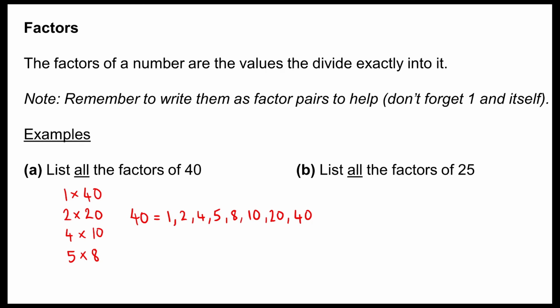In example B, we're asked to list all of the factors of 25. So again, I'm going to write down all the factor pairs of 25. That's 1 times 25 and 5 times 5. I can now list all of the factors, so that's going to be 1, 5 and 25. Although, to get 25, I need 2 5s being multiplied together, when I list my factors, I only need to write it down once.